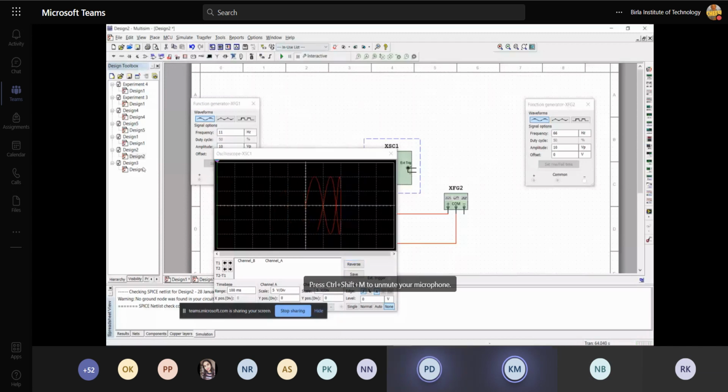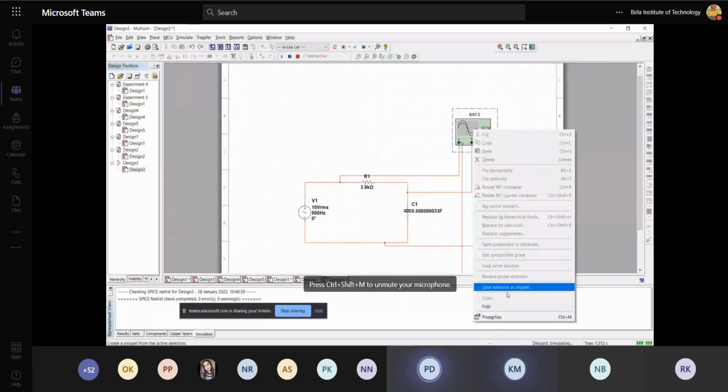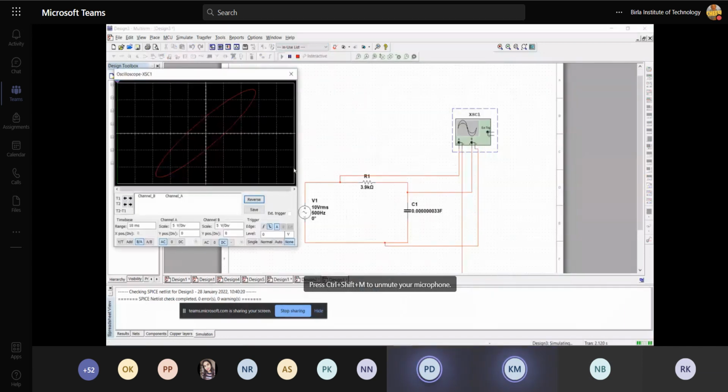Ma'am, this is part 3 which I am running now. Still part 3 is not visible to me. Yeah, now it is visible. Yes, ma'am, this is part 3, experiment number 1, part 3. Ma'am, I have shown 1, 2, 3 parts in experiment number 1.